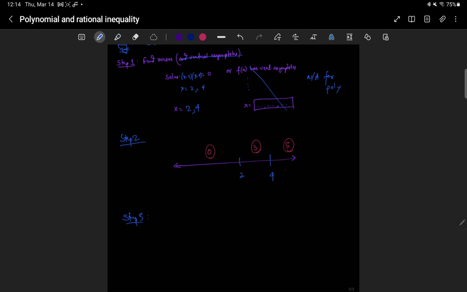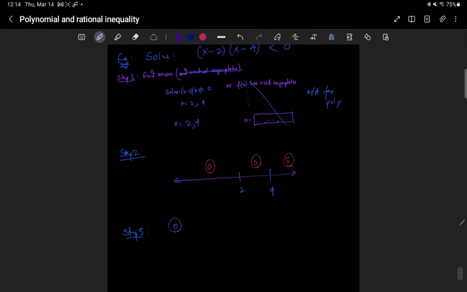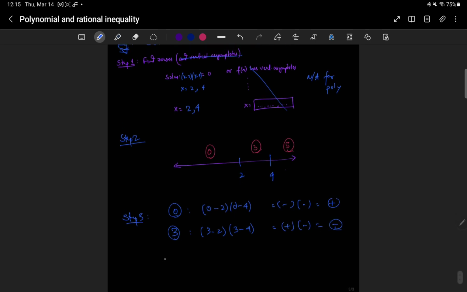Step 3, I'm going to plug these in. If I plug in 0, 0 minus 2, 0 minus 4, will give me a positive number. And once again here, it's not the exact value of the number that's important. What is important is whether it's positive or negative. And then 5 minus 2, 5 minus 4, and this stuff becomes all positive, which is positive.